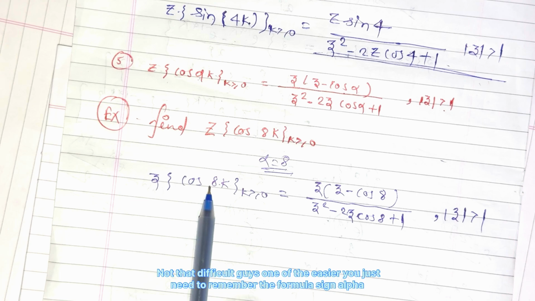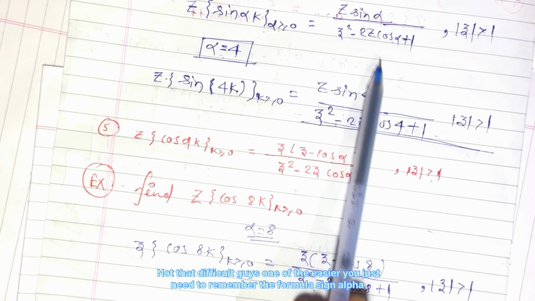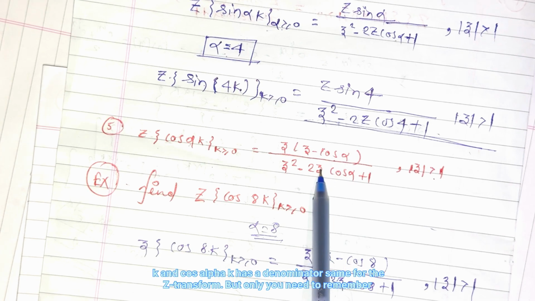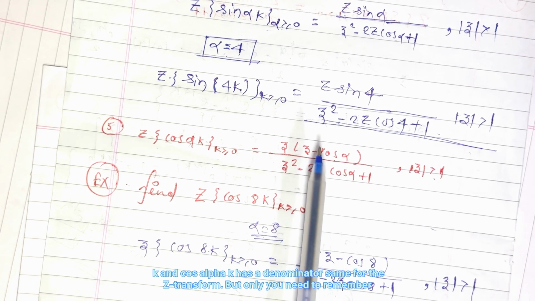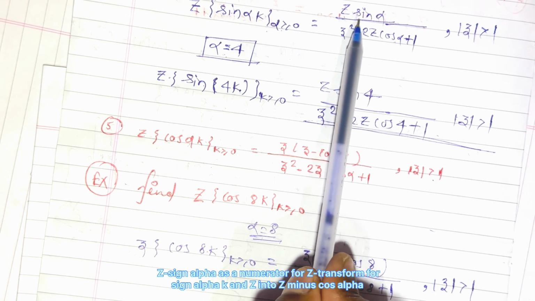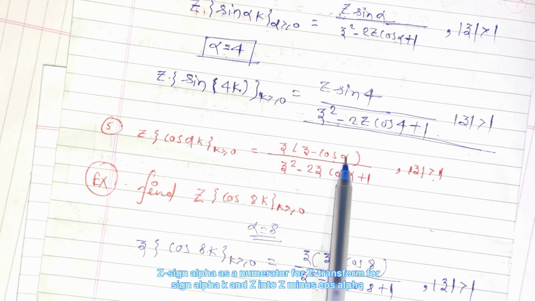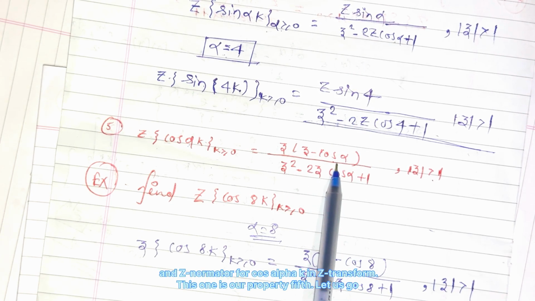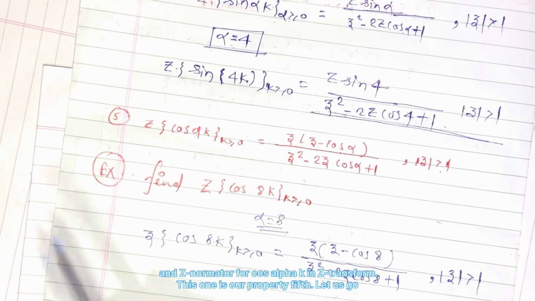Not difficult, guys, one of the easier ones. You just need to remember the formula. The Z transform of sin αk and cos αk has the same denominator. You only need to remember Z sin α as the numerator for the Z transform of sin αk, and Z times (Z minus cos α) as the numerator for cos αk. This is our fifth property.